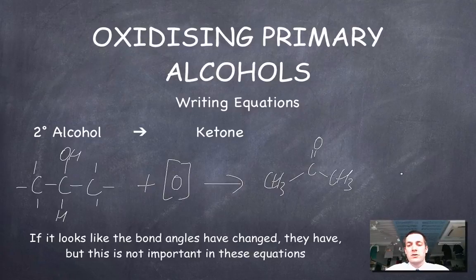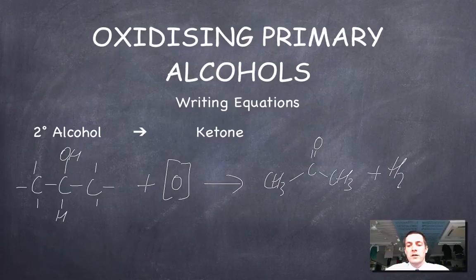They're going to combine with that oxygen and make water. So there's a general equation for a secondary alcohol turning into a ketone. It looks very much like that first equation we saw on the previous couple of slides about aldehydes being formed from alcohols.